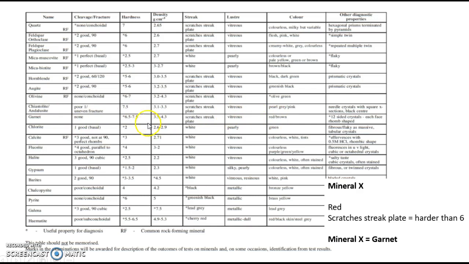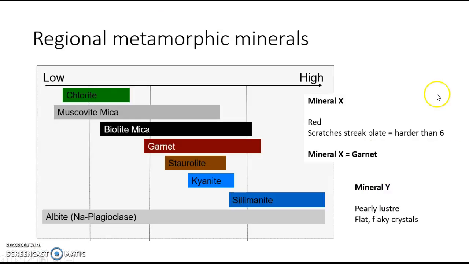It's got a hardness of 6.5 to 7.5. That's why it scratches the streak plate. It tells you that on here. And it's red-brown, so it's very clearly mineral X. So if we know mineral X is garnet, we know that it's within the medium range of regional metamorphism. So you can't have chlorite with it. So even though chlorite is the top of the range, it's not going to be there. You can have a little bit of sillimanite, but they're not on the mineral ID sheet. Neither is kyanite or staurolite.